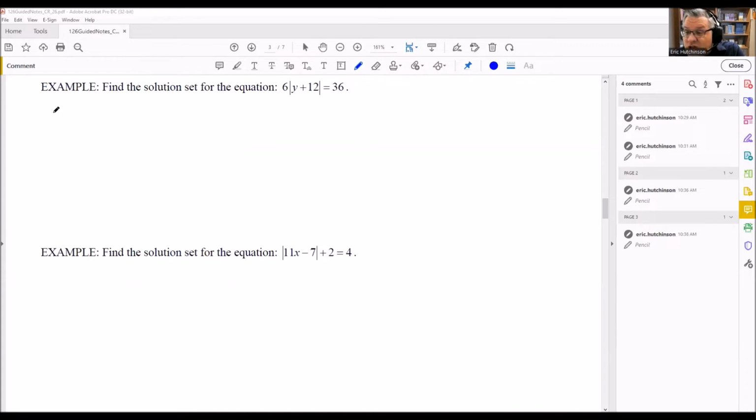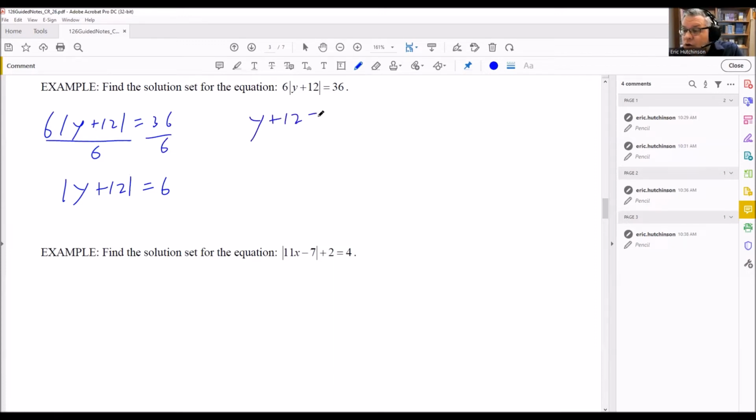both sides by 6. So I'm going to write out the equation here and then divide both sides by 6. So we get the absolute value of y plus 12 is equal to 6. So that's the first step, divide both sides by 6. Now we have the absolute value that's isolated. We're ready to separate it into our two equations.